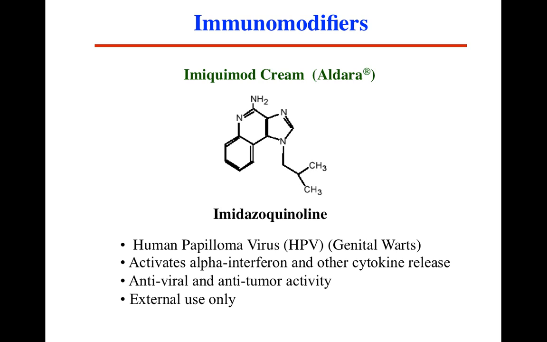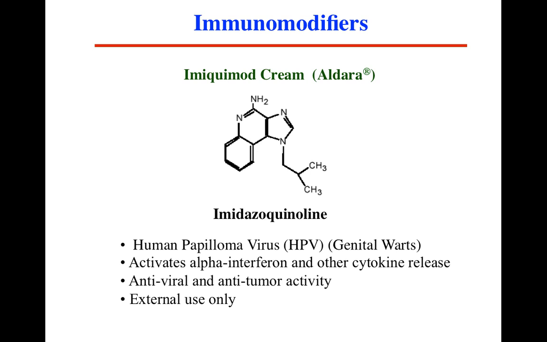It needs to be applied topically for HPV infections, and it activates alpha interferon and other cytokine release. It activates those immune cells, the macrophages, to do that, and it has antiviral as well as anti-tumor activity. This was discovered actually at 3M Pharmaceuticals right down the road from here, and you can see in fact that it has kind of a nucleic acid type of structure. This looks sort of like a base of a nucleic acid. They're quite potent in activating the immune response.